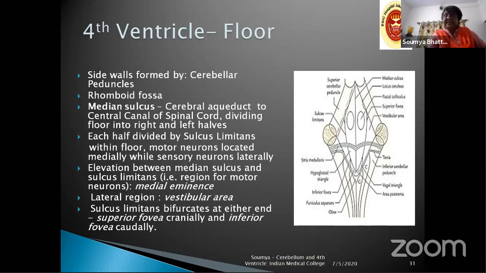Now this sulcus limitans, if you follow on the top, has the superior fovea, and if you see below, it has the inferior fovea. The lateral part of the sulcus limitans is known as the vestibular area. So this is very important: superior fovea, inferior fovea, and the vestibular area.